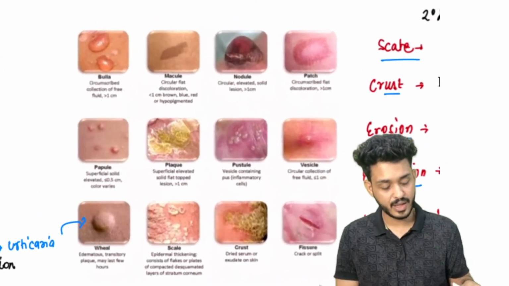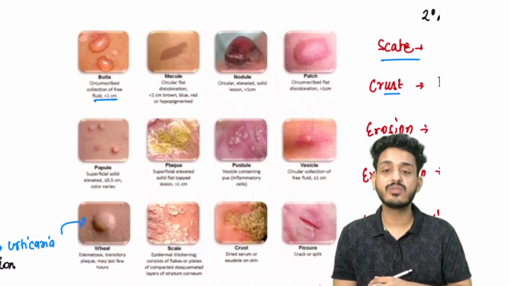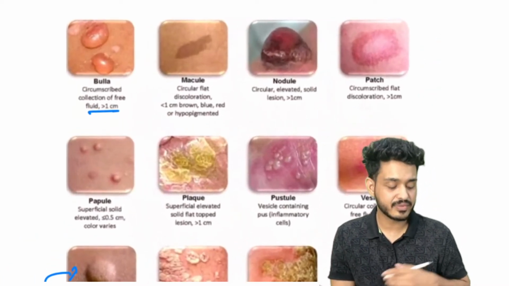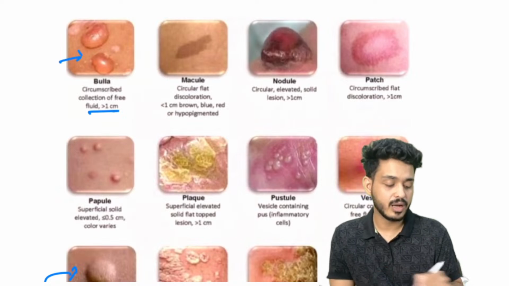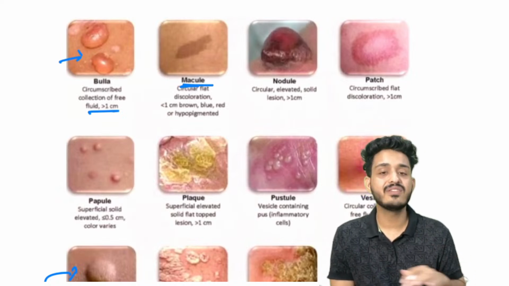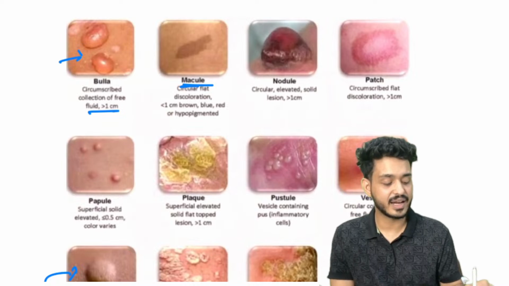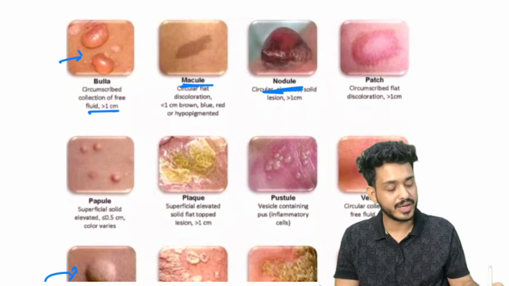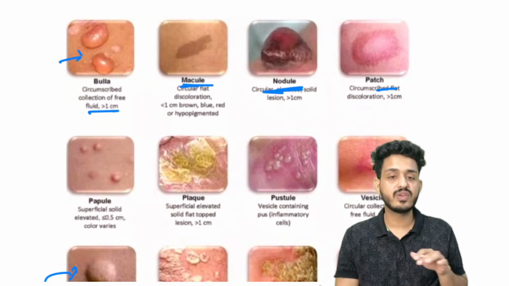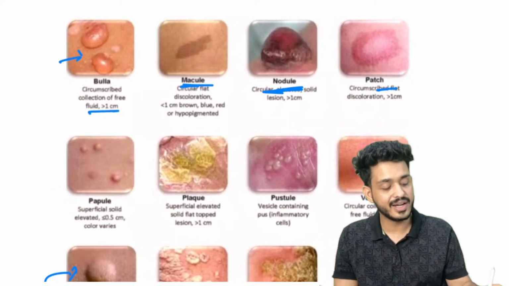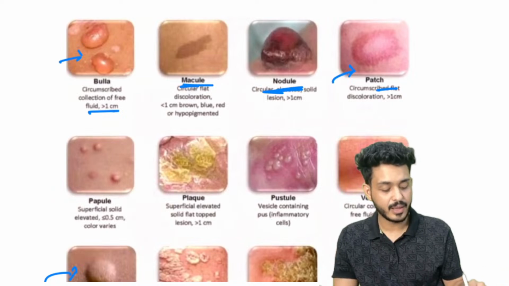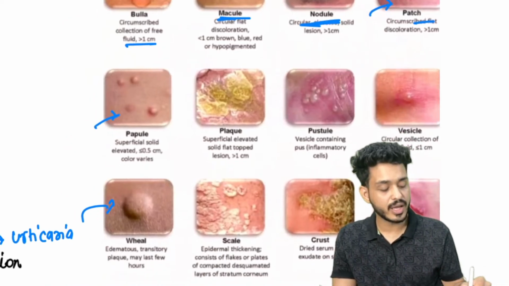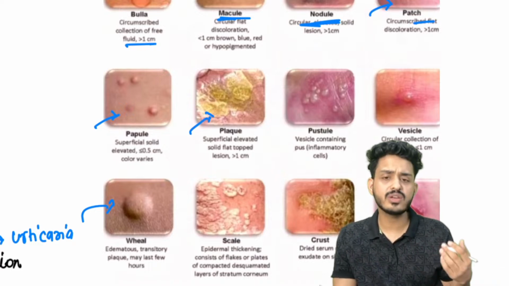Now see, this is a lesion which is more than 1 centimeter, having clear viscous fluid; that is known as bulla. Macule will be a flat discoloration. If it is a solid lesion which is going deep, we call it nodule. If it is a circumscribed flat lesion more than 1 centimeter, we call it patch. Papule will be a solid lesion less than 0.5 or 1 centimeter. Plaque will be more than 1 centimeter.